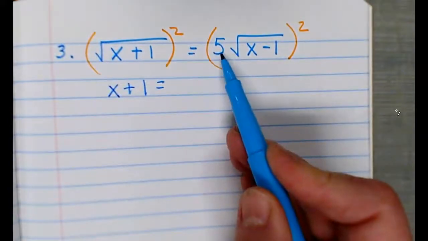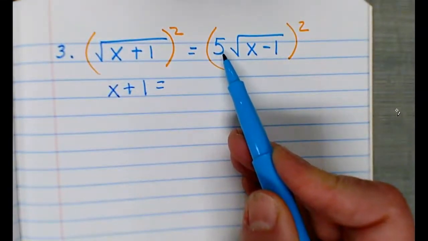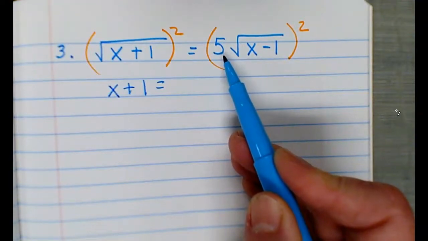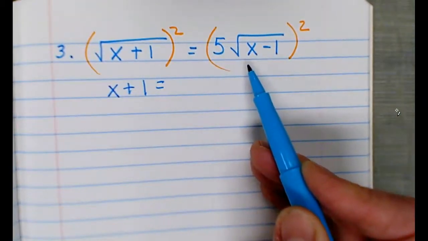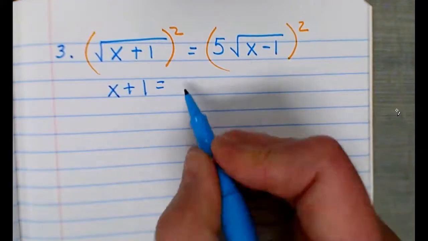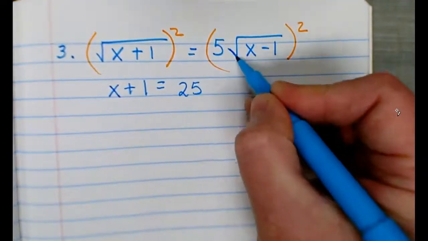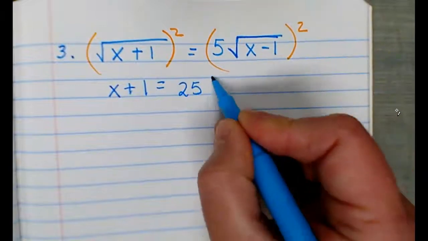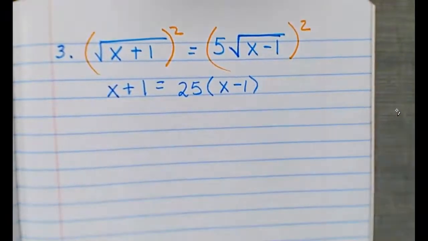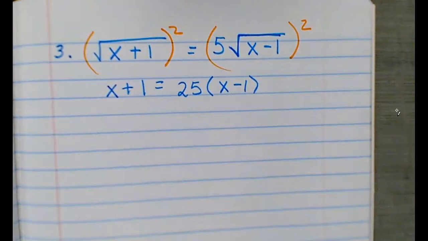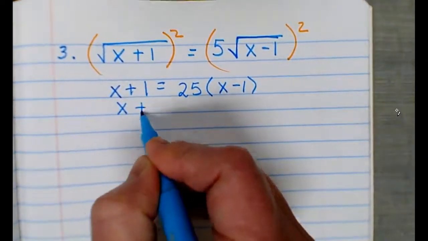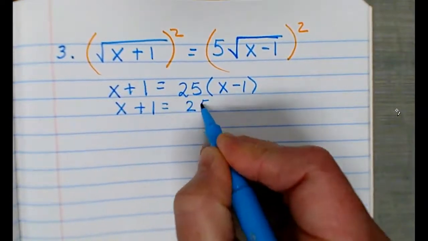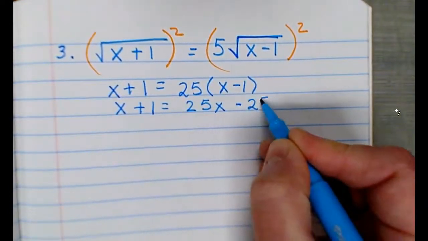Now, you see this 5 out in front? You see that I put parentheses around the whole thing? The 5 out in front gets squared because all of this gets squared and it's not under the radical. So what is 5 squared? And then this square and square root cancel each other out. What do I do with that 25 out in front? So I have 25x minus 25.